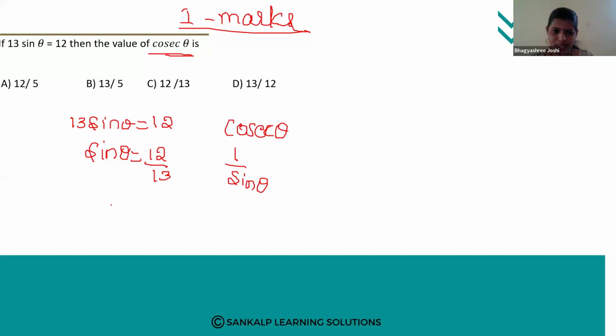So cosec theta is the reverse of that. Or you can write 1 divided by 12 divided by 13. Transfer this 13 to this side. That is 13 divided by 12.